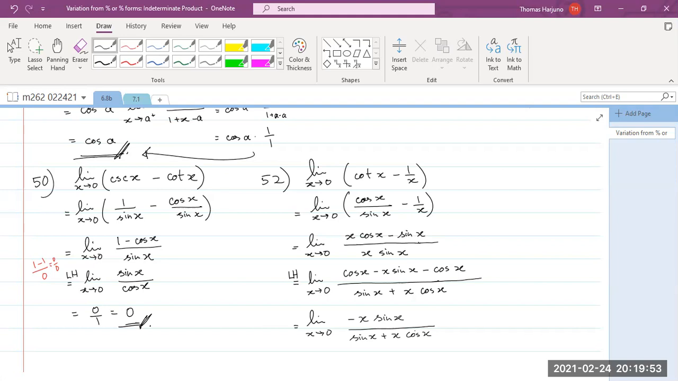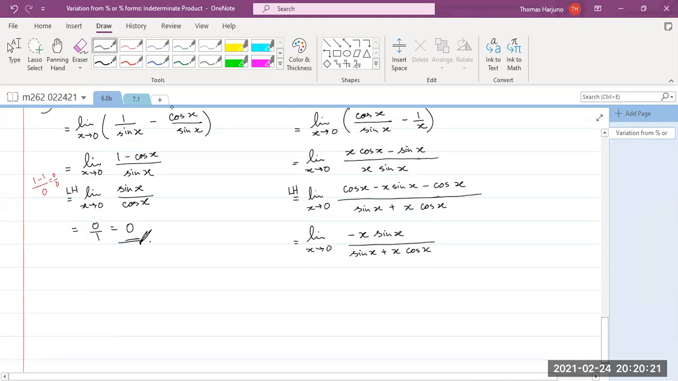Doesn't help. Thomas, wouldn't that be 0 over 0 again, or no? In this case, this will be 0 over 0 again. So can we apply L'Hôpital again? I have that in mind, but I kind of wonder if that will help. But, okay, let's do that.